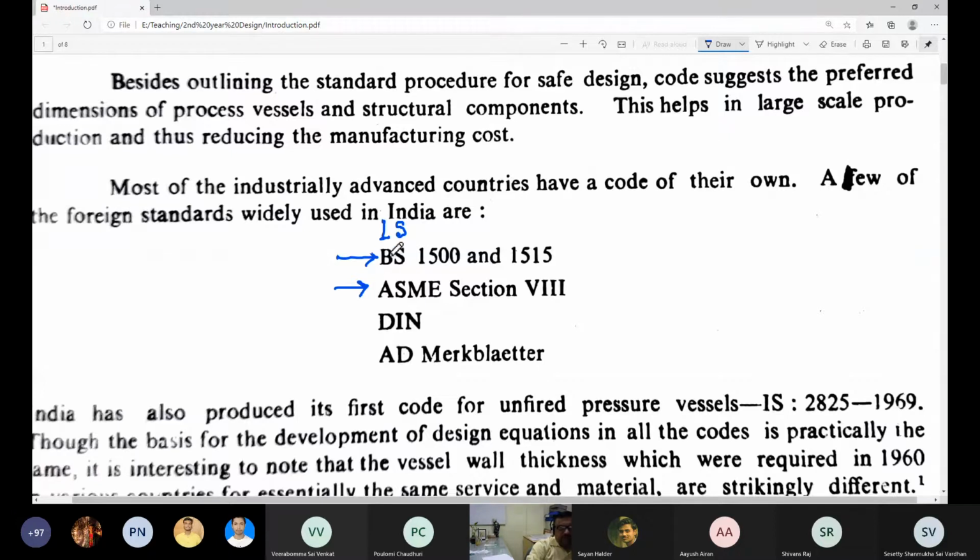So as I was mentioning, it could be British standard, it could be ASME, American Society of Mechanical Engineers, or it could be Indian standard. Okay, IS.